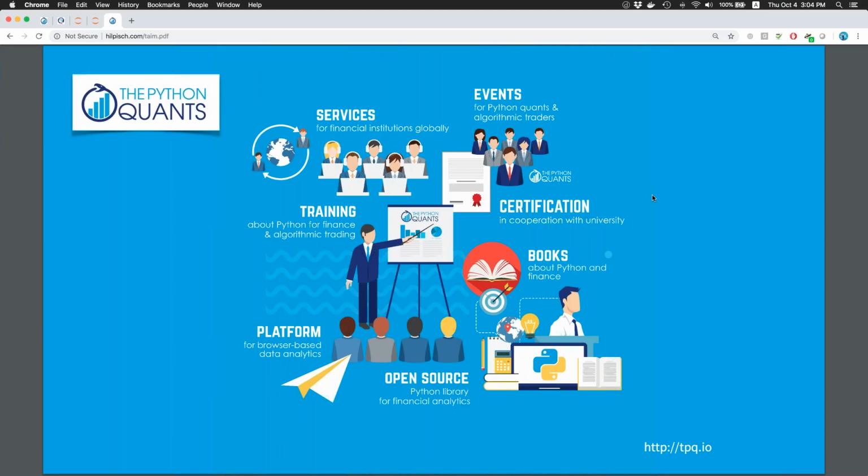The Python Quants group, again, most of you might know it, is centered around open source topics, but in particular, of course, Python for quantitative finance, such as computational finance, mathematical finance, financial engineering, but more and more these days also, of course, about algorithmic trading. We provide services for financial institutions on a global basis. We provide trainings. We run the Quant platform with some 15,000 plus users. We've open sourced a financial analytics library, and I've written a couple of books. And we also run events, the next of which will be, for example, in London, our For Python Quants bootcamp.